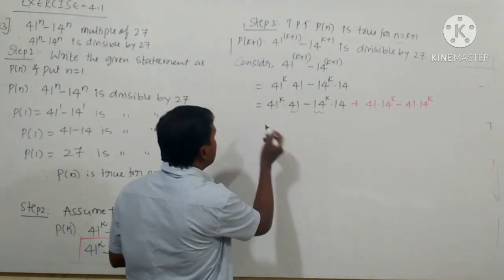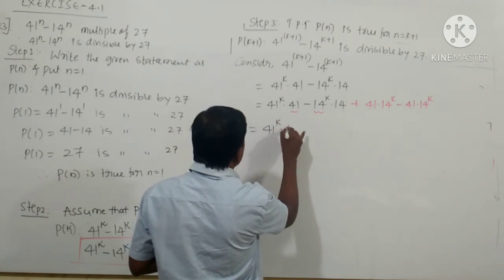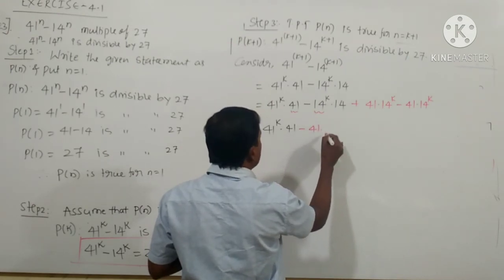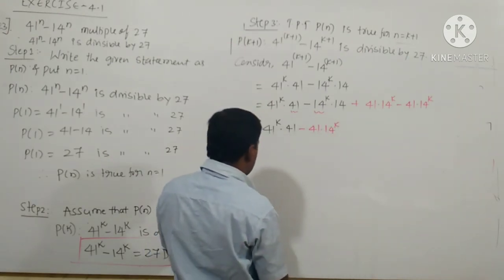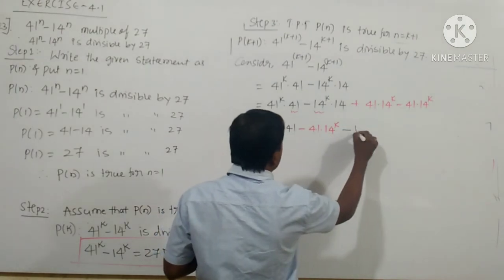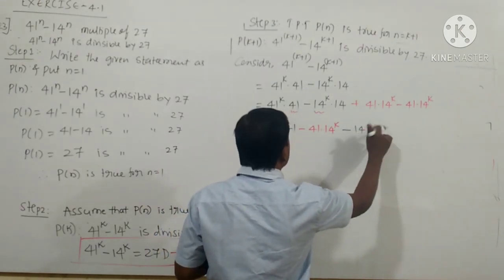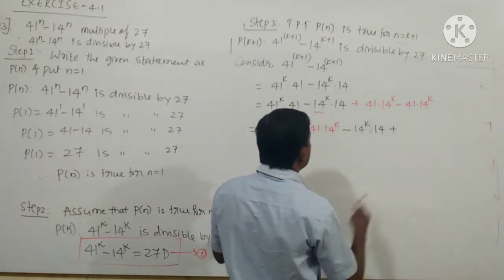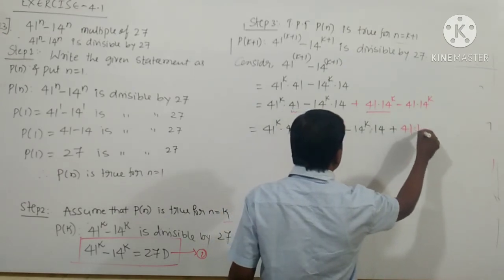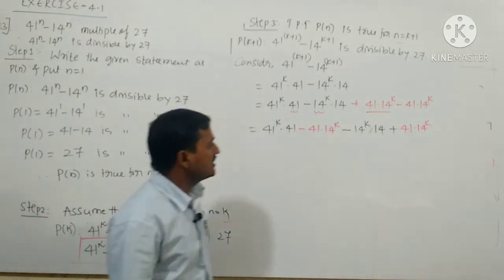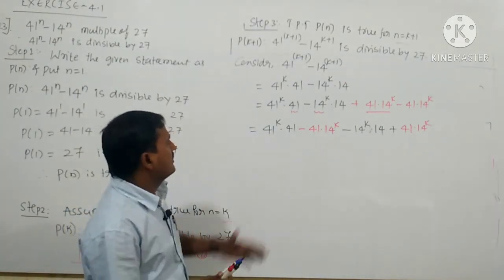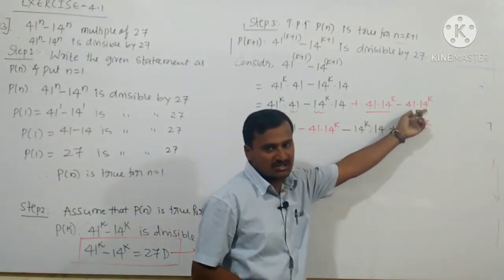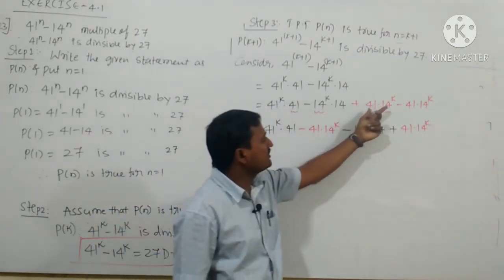Okay, again rearrangement. 41 raised to k into 41. I will write this term first, that is 41 into 14 raised to k. Okay, and here it is minus 14 raised to k into 14 plus the remaining term is this one, 41 into 14 raised to k. So clearly here you should observe, here I have combined like this, first term with last term, second term with third term. Okay, right.